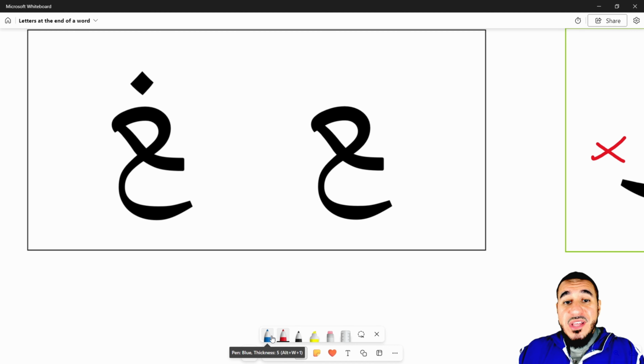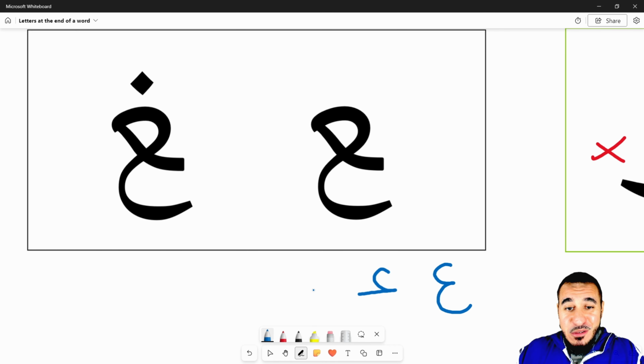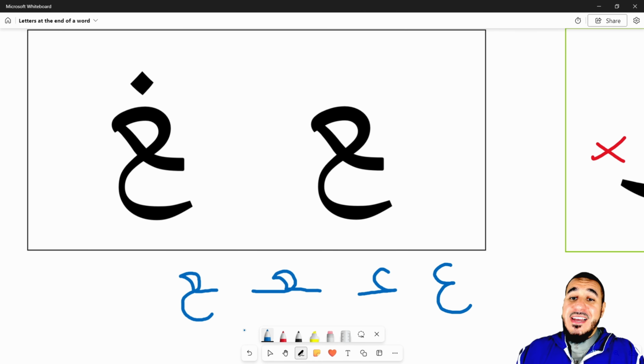Okay, so the ayn, when it's by itself, it looks like this. When it's at the beginning of a word, it looks like this. And when it's in the middle of a word, it looks like this. And now we have the final form, when it's at the end of a word, it looks like this. So you have to memorize each of these different stages of the letter.